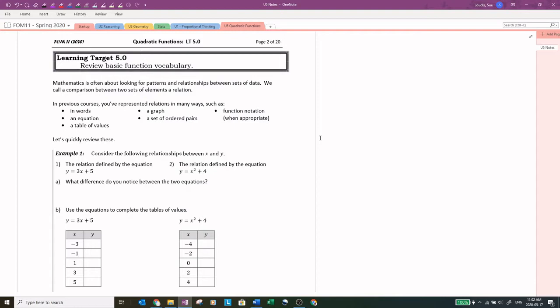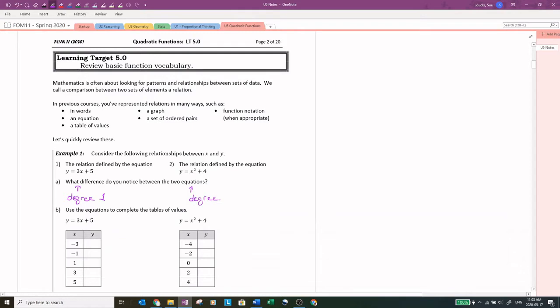Consider the relationship between x and y. In part 1, or example 1 here, the relation is defined by the equation y equals 3x plus 5, and the relation defined by the equation y equals x squared plus 4. What difference do you notice between these two equations? Well, the thing that I want you to notice here is that this first one is an equation of degree 1, and the second equation is of degree 2.